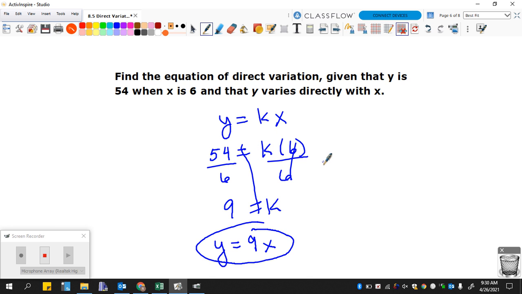In short, what we did here is that if we said y = kx, in order to find k, it's always going to be y divided by x. So if we need to find out k, this is the way that we do it. k is equal to y divided by x.